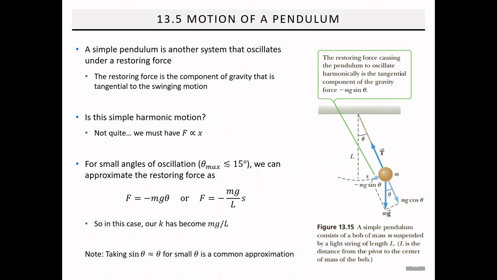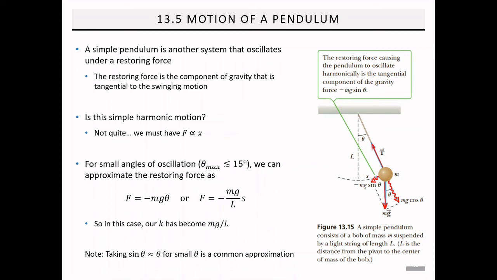There are two forces acting on the mass. You have the tension in the rope that's pulling the mass upward, and then you have the force of gravity that's pulling the mass downward. Now, the force of gravity we can break into two components. The first component is the component of gravity that's pointing the opposite direction of the tension force, and the second component of gravity is the component that's perpendicular to the tension force.